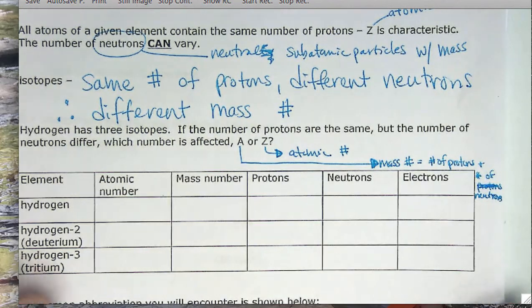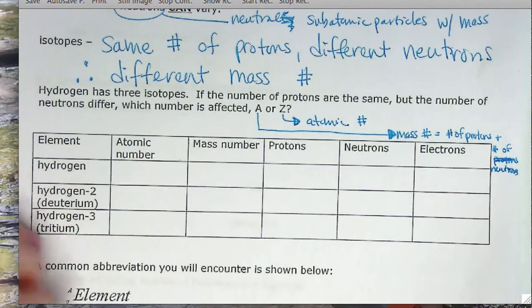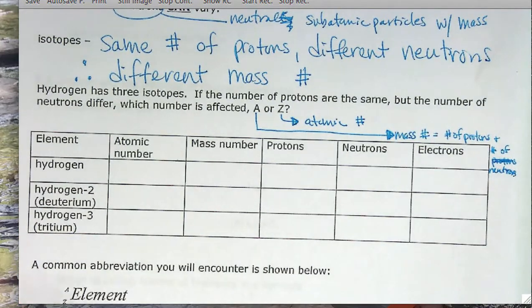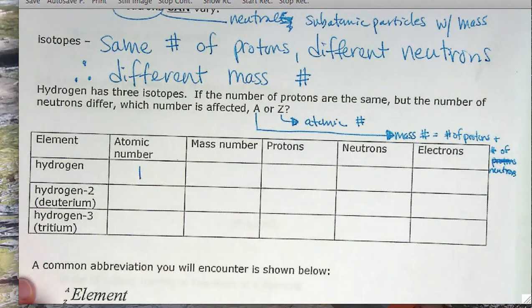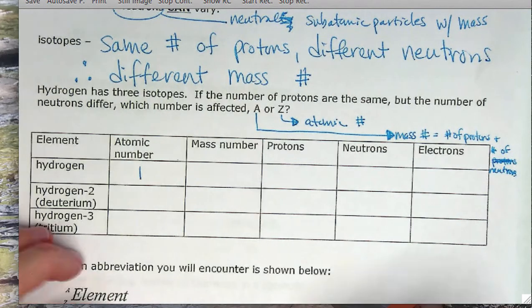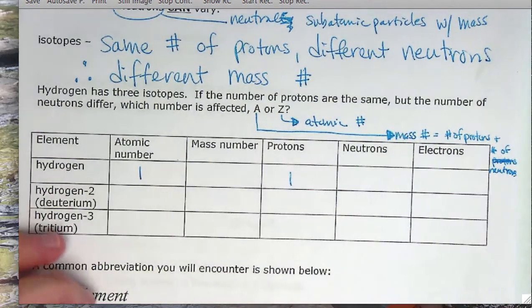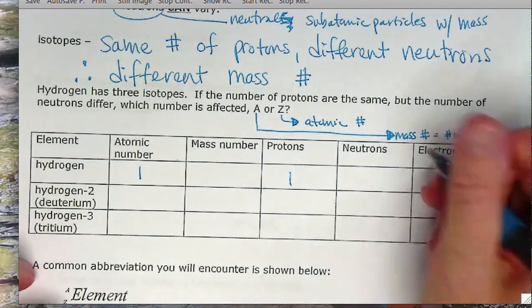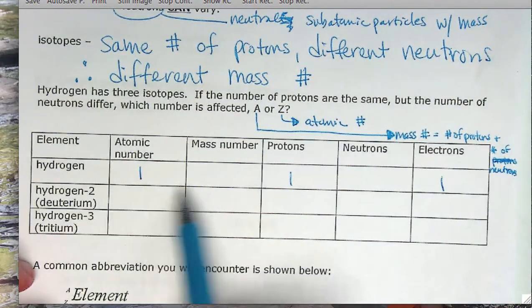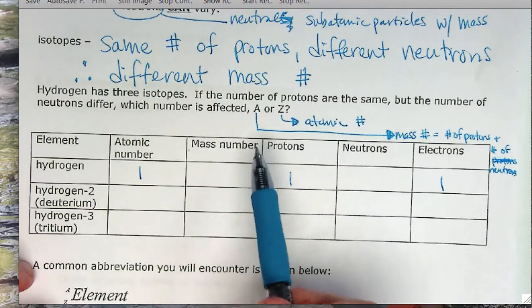Okay, so what's the atomic number for hydrogen? 1. Excellent. Okay. So how many protons does hydrogen have? 1, right? All right. If this is a neutral hydrogen, it doesn't say hydrogen ion. How many electrons would it have? 1. Just 1, right. Okay. So I will have to provide you the mass number.